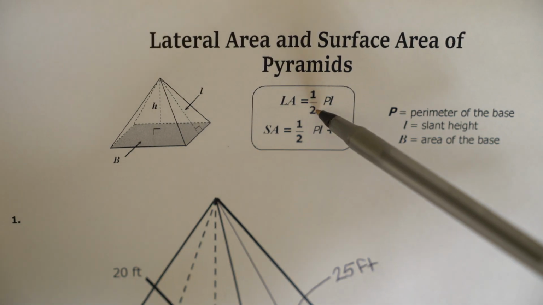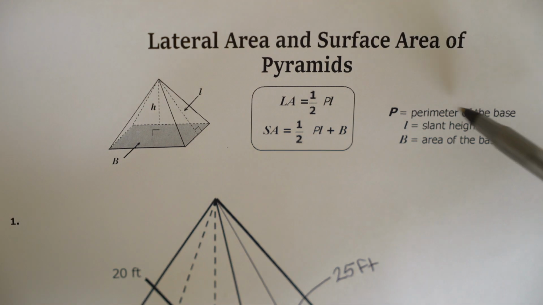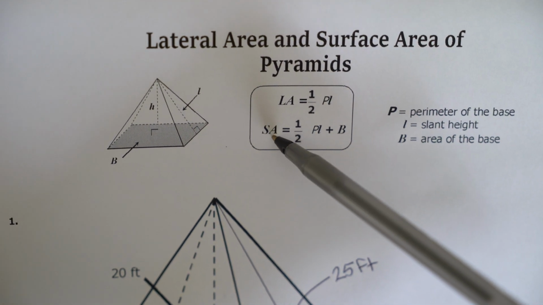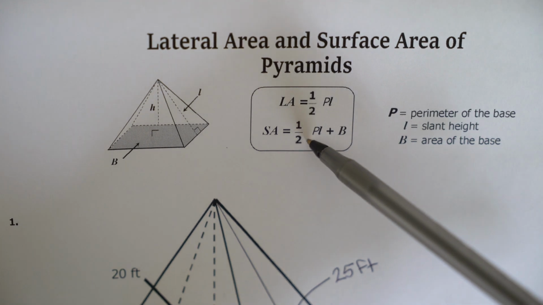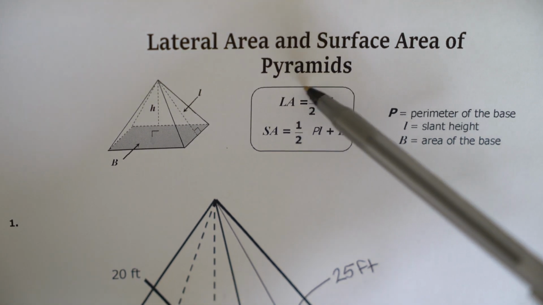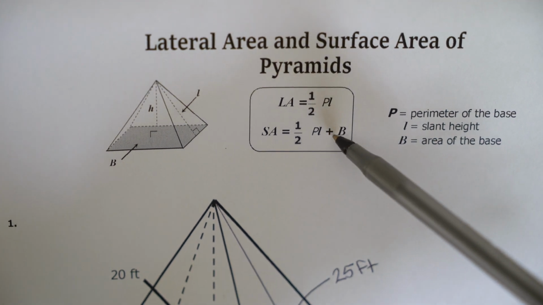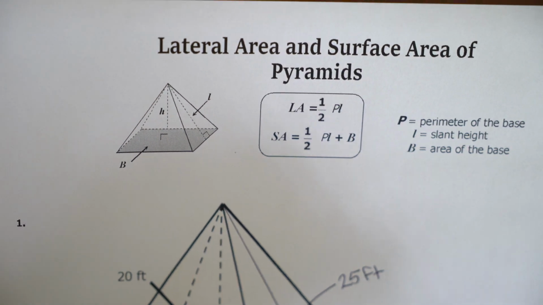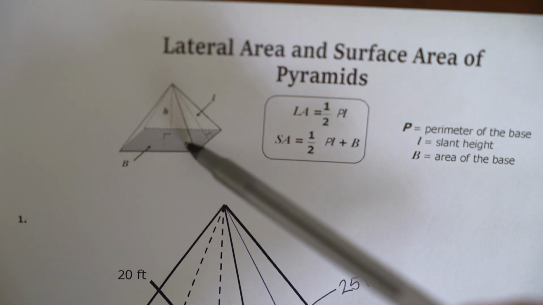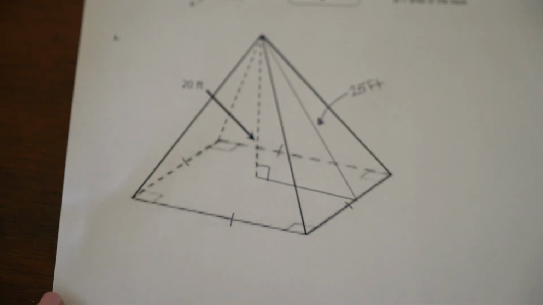To find the lateral area, it is 1/2 times the perimeter of the base times the slant height. And to find the surface area, also known as total surface area, it is 1/2 times the perimeter of the base times the slant height, which is our lateral area, plus the area of the base. So the first thing that I like to do is first identify the shape of our base. So let's do this example here.